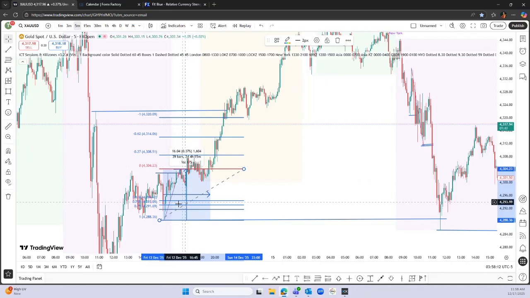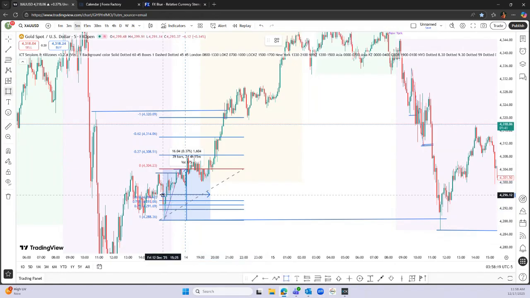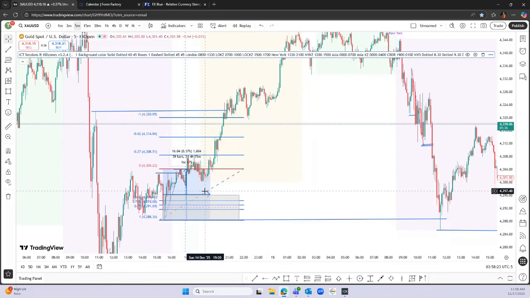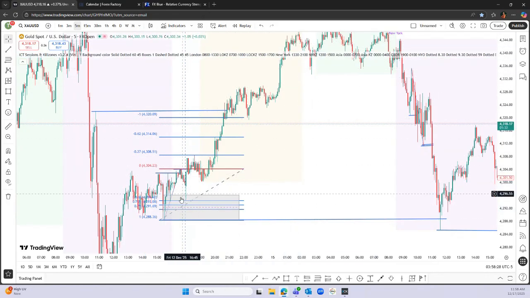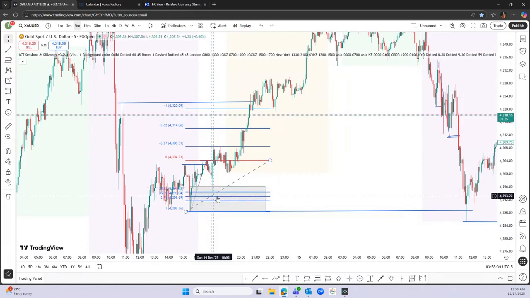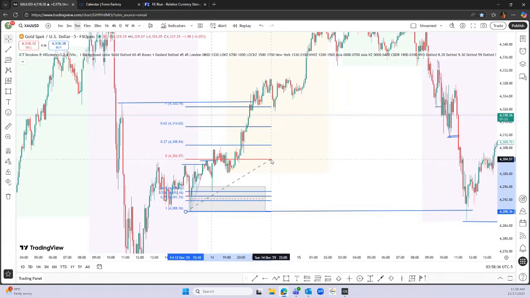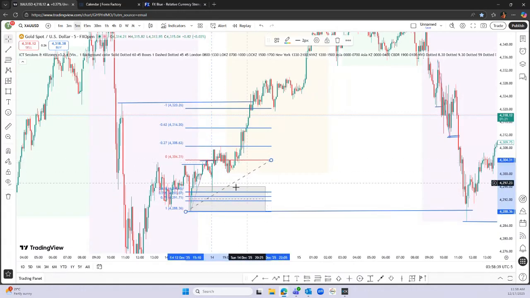So I want to look at entries. Now I can delete these entries because you have said this is the premium, this is the discount, right? All this is discount, so that's where we want to look at our entries. Now let's delete this tool that was showing us the discount and premium. So I want to look at my entries around this particular level. Okay, and as you can see here clearly, the price came all the way to the Fibonacci level.